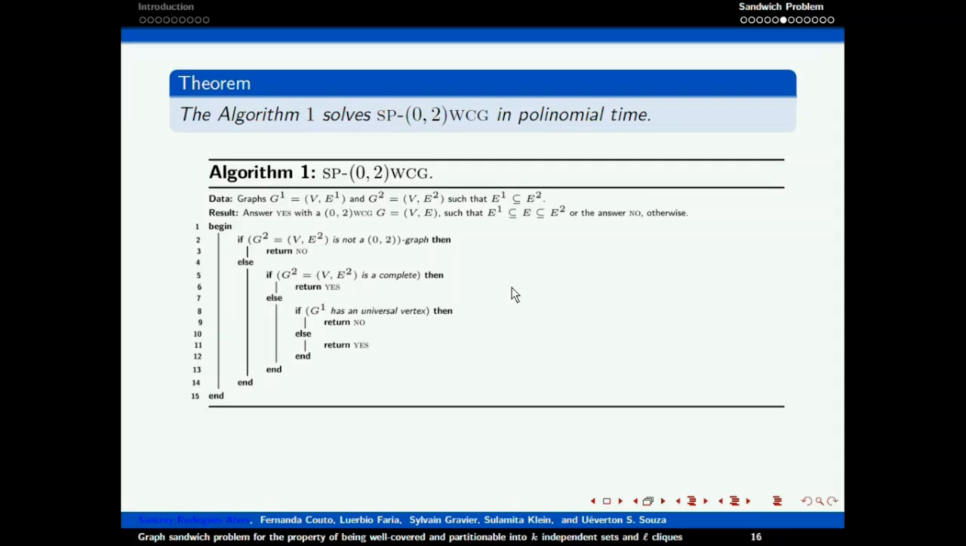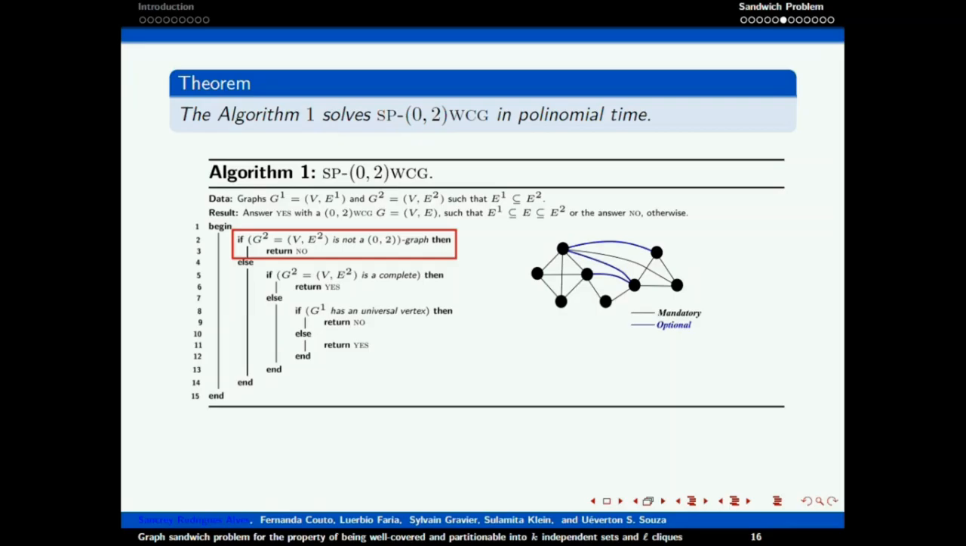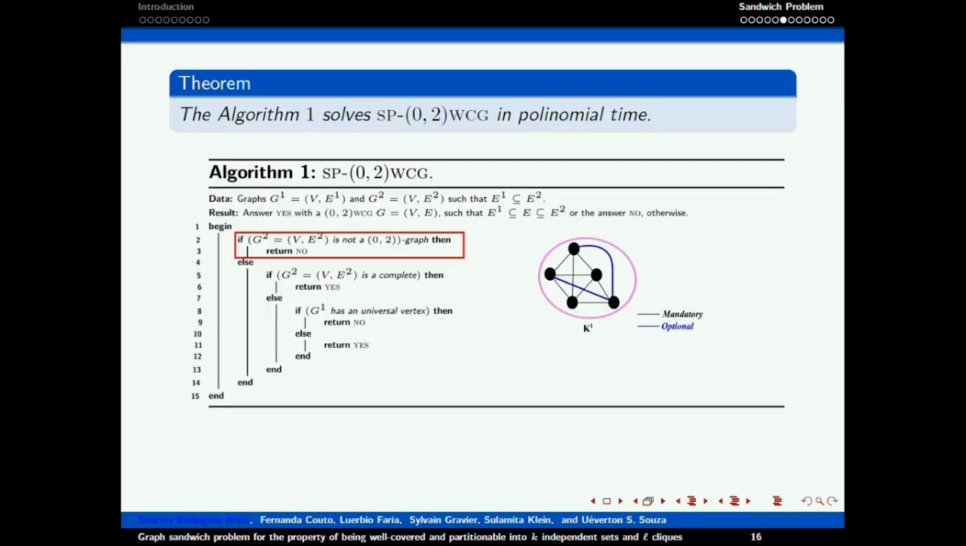Let's consider the instance. The algorithm starts by checking if the instance admits a 0-2 partition. If not, the algorithm returns no. In this example, the graph does not support a 0-2 partition, but a 0-3 partition. The answer is no. In the second example, we observe that the instance admits a 0-2 partition. So then, the algorithm will check if G2 is complete. If positive, it returns yes.